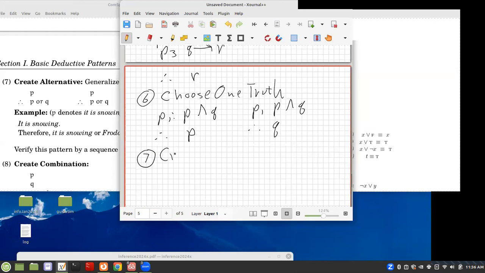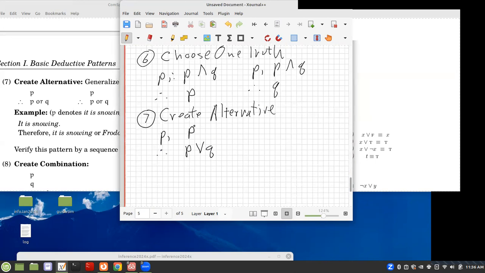This last one is create alternative, in which it also has one premise, say P, and then you can have the conclusion P or Q, where Q is any proposition. So this is, again, mainly if you wanted to prove P or Q and you had proved P, then you can right away assume this is true.